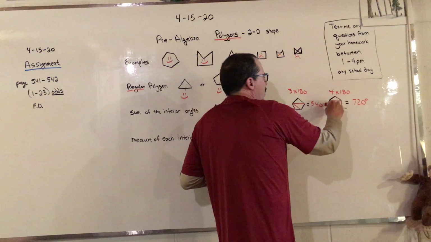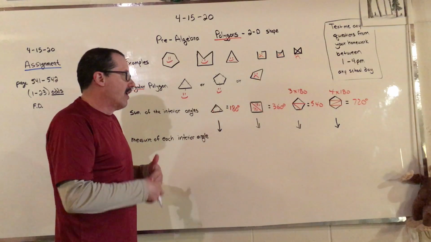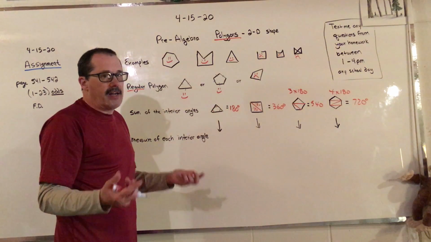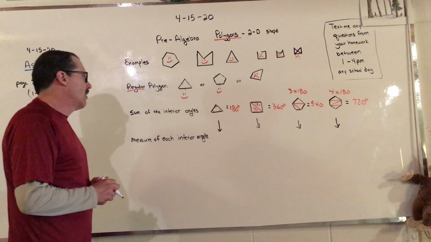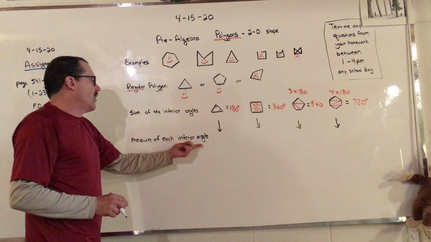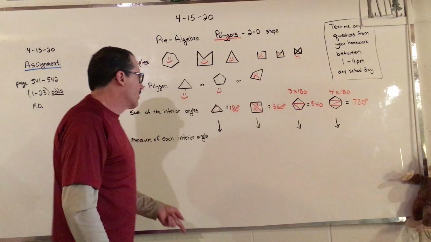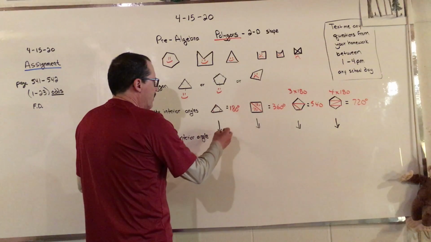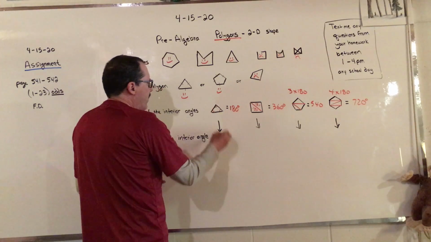That means that if you added all these angles up inside, just like we did in a triangle, they'd add up to 720. And you keep going from there to a heptagon, an octagon, a nonagon, and a decagon. But that's the idea of how you do that. So let's say you want the measure of each interior angle. Now, all these that they give you are regular polygons.